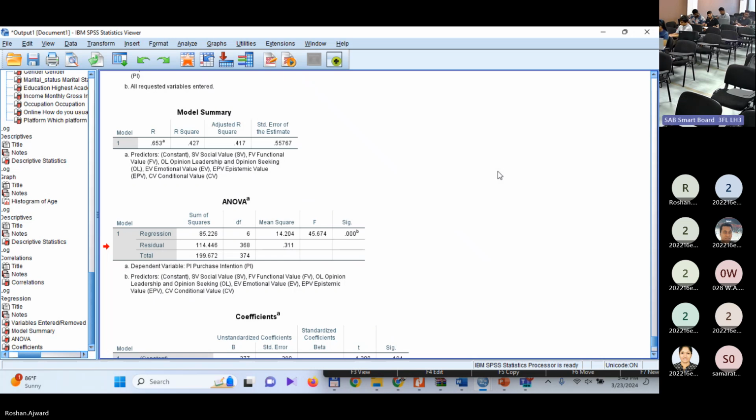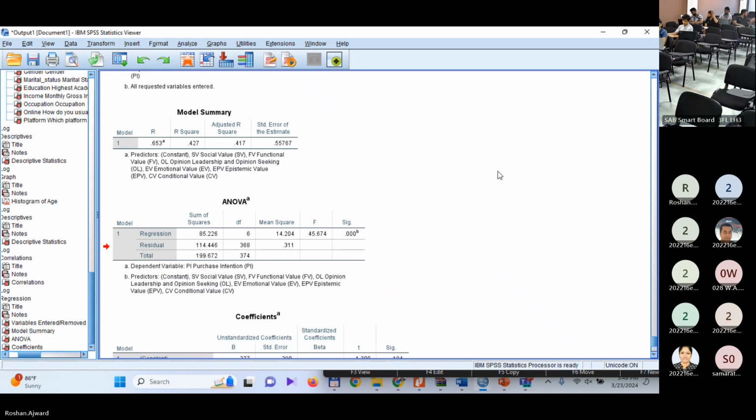So the equation as a whole is valid. That's what it says using the F test. Overall model is valid. Are you happy? Indeed, you have to be very happy to see this. If it is not valid, then your equation has a problem.